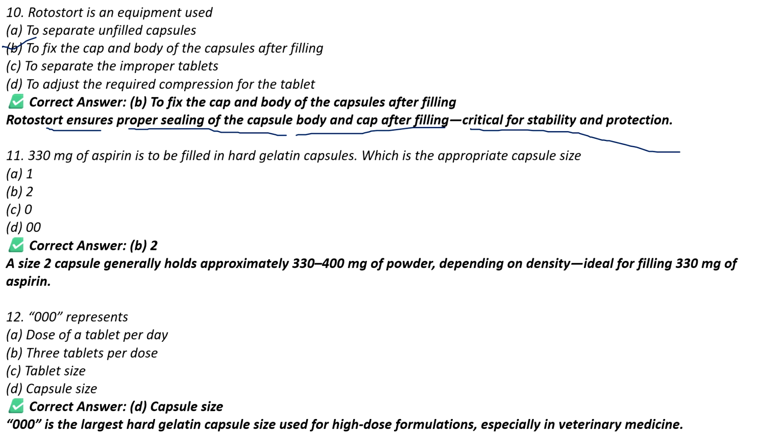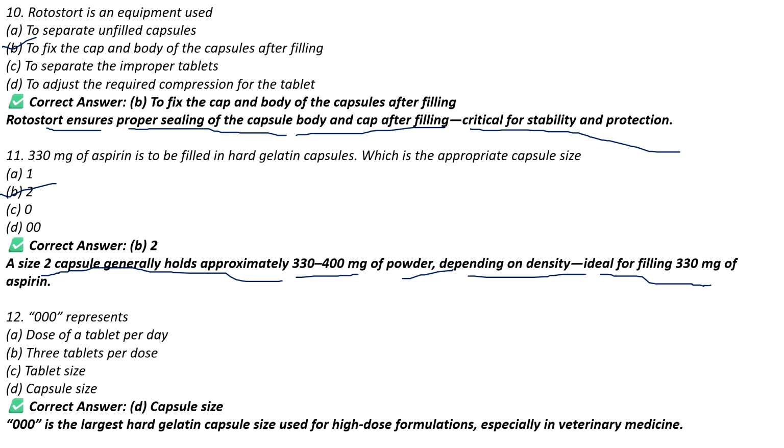So moving on to the next question, 330 mg of aspirin is to be filled in hard gelatin capsules. Which of the following is an appropriate capsule size? So the options are 1, 2, 0, 00. So a size 2 capsule generally holds approximately 330 to 400 mg of powder depending upon the density, which is basically ideal for filling 330 mg of aspirin as asked in the question. So we can say option B, that is 2, is the correct answer for this question.